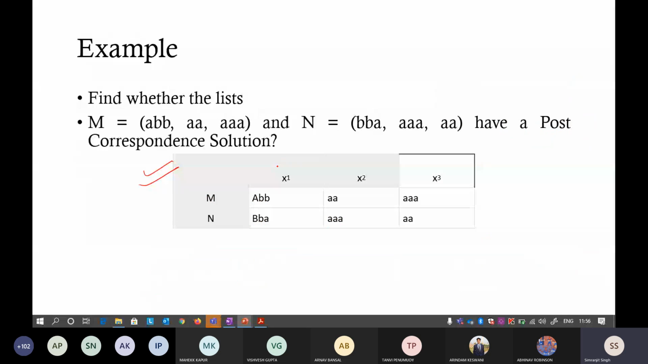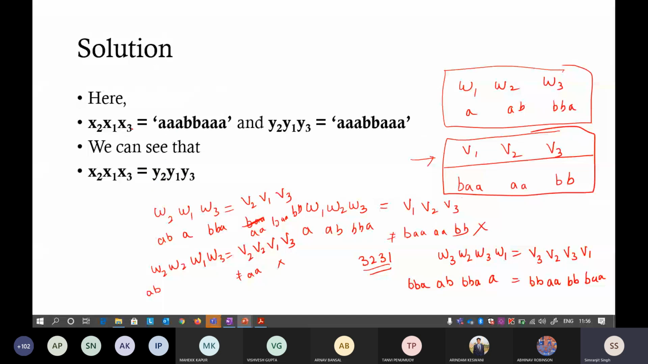Suppose this is a string given to you, you can consider this as x1 x2 x3, and you can consider this one as y1 y2 and y3. Whatever you arrange, here the solution is given as 2 1 and 3 on both sides, and the string will be the same. That is your Post Correspondence Problem, also referred to as the PC problem. It is also based on the same thing.